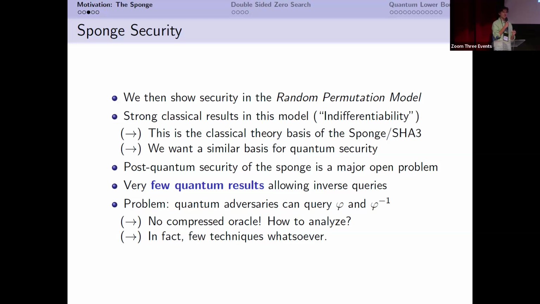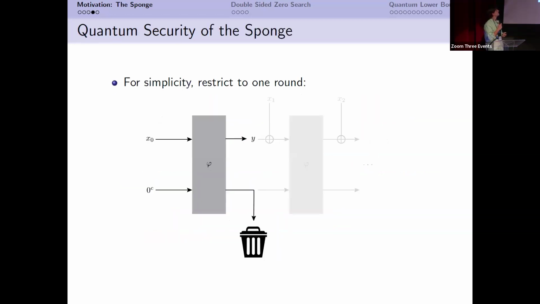One big kicker is we don't have a compressed oracle for this case. But even more basic quantum query techniques haven't really been applied in this model. And so for simplicity, I'm only going to talk about one round. I think beyond that, we don't know anything whatsoever quantumly.